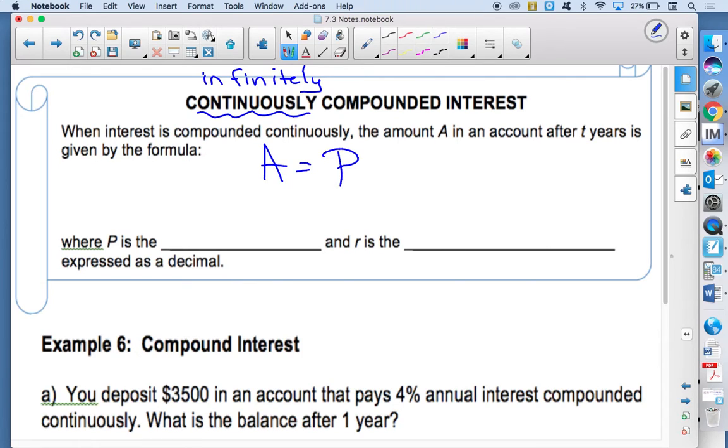So this formula, we call it the PERT formula, and it would be P, e, and then the exponent r times t. So it's similar with compounding interest, quarterly, annually, semi-annually, daily, but this applies to anything that's compounded continuously, like every single millisecond of the day. It's being compounded. So P is always your initial amount that you invest.